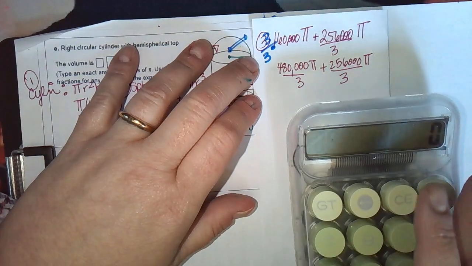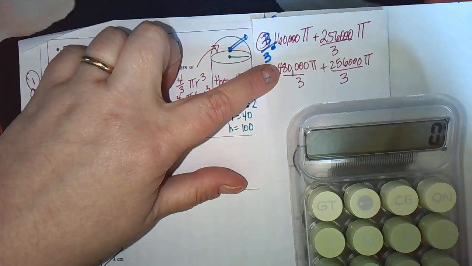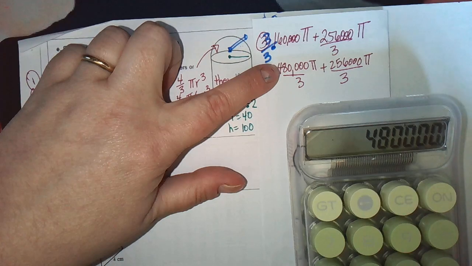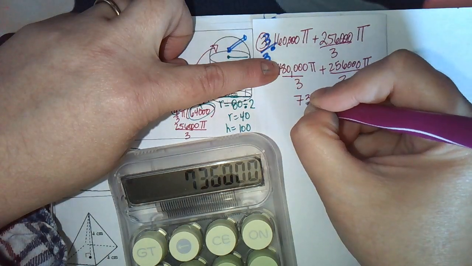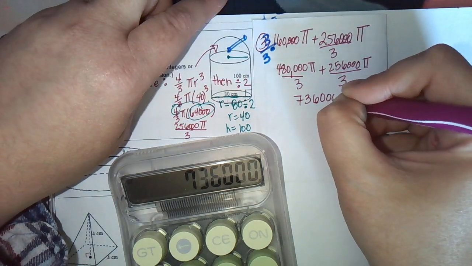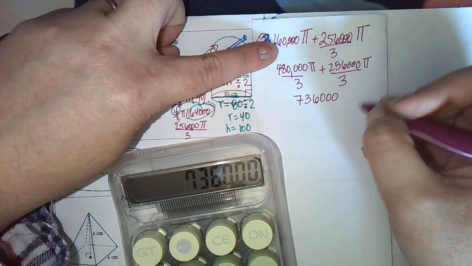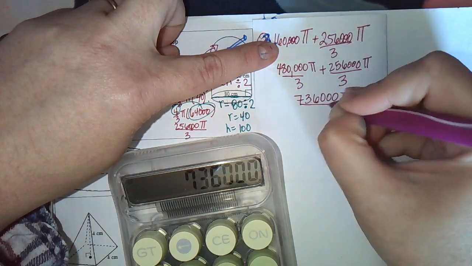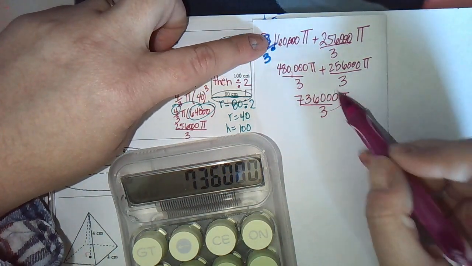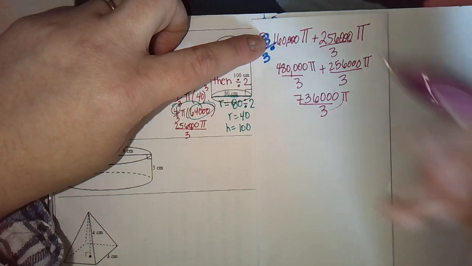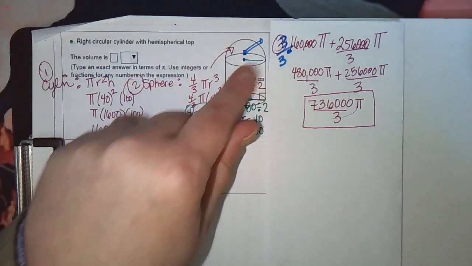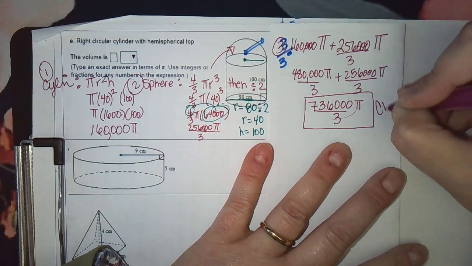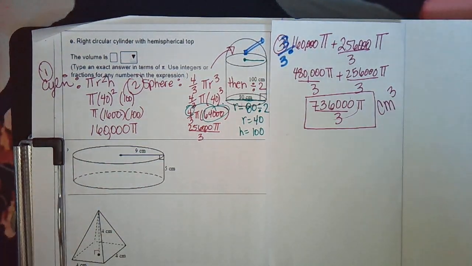I can't use that decimal. So instead, let's add this 480 plus that 256, and we have 736,000 pi over 3. I wish we could divide those to make it a whole number, but we can't. I tried. That's the volume of this crazy picture, and it's centimeters cubed because volume is three-dimensional.